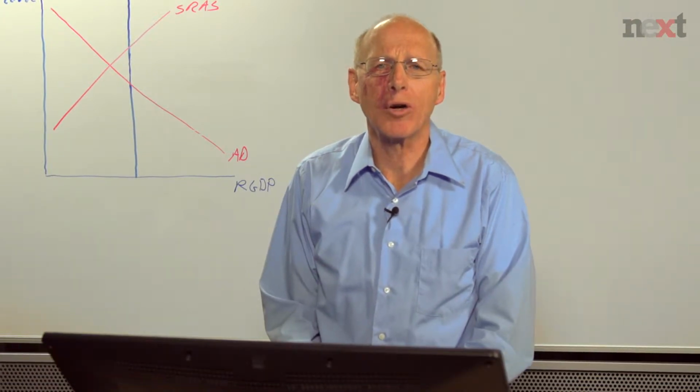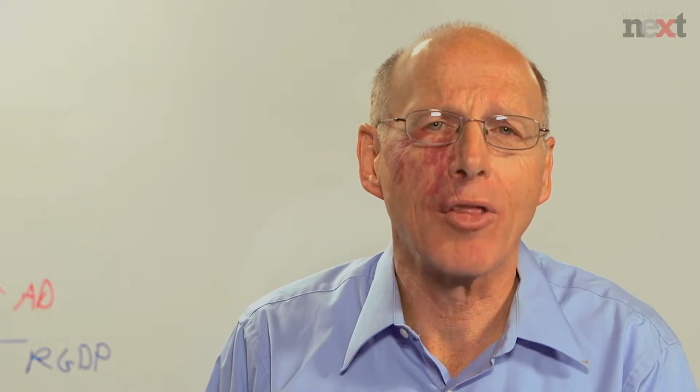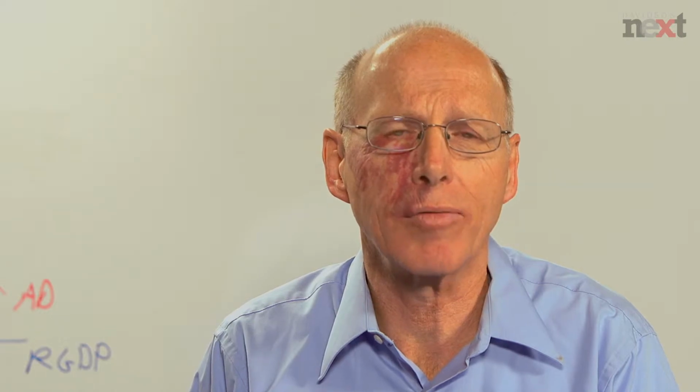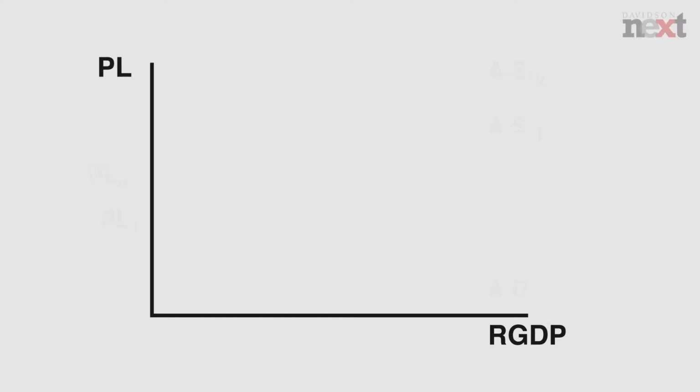So we've seen how the economy adjusts to a new short-run macroeconomic equilibrium when there's a shift in the aggregate demand curve. Now it's time to see how the economy adjusts to a new short-run macroeconomic equilibrium when there's a change or shift in the aggregate supply curve. So let's initially assume, again, that our economy is in equilibrium.